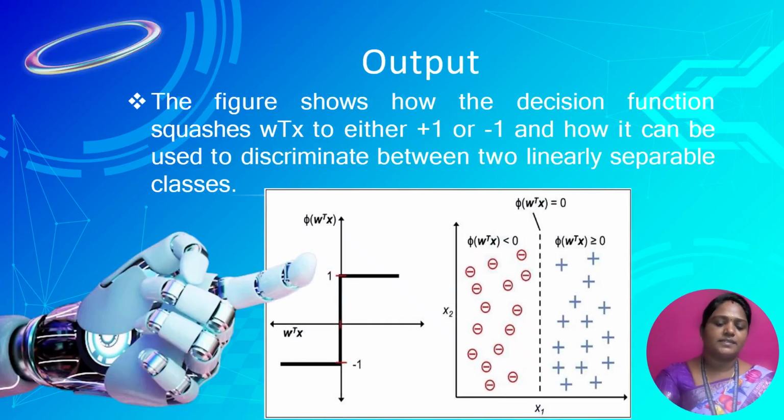The next figure shows how the decision function maps W to the power T into X to either +1 or -1, and how it can be used to distinguish between two linearly separable classes. Less than 0 is represented by the red circles, and greater than 0 is represented by the plus symbols. So the output values are linearly separable.